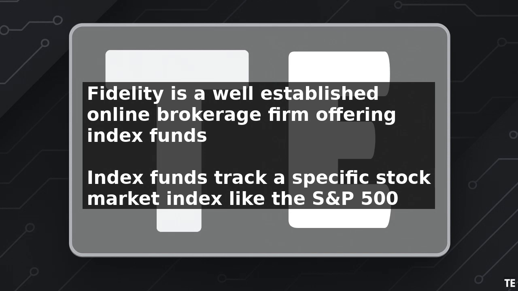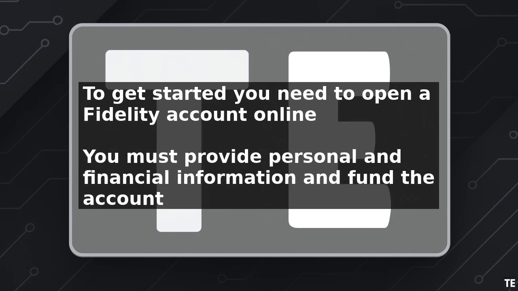To get started, you will need to open a Fidelity account. This can be done online by visiting the Fidelity website and following the prompts to create an account. You will need to provide some personal and financial information, as well as fund your account with an initial deposit. Once your account is open, you can begin searching for index funds to buy.